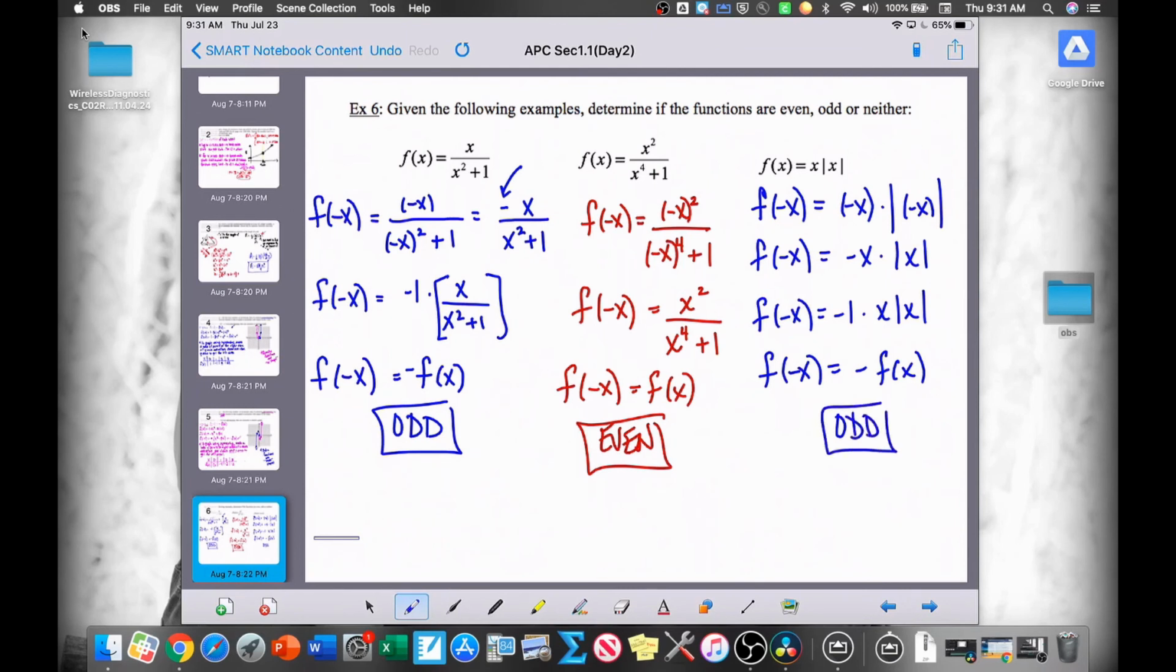So again, we did not have a neither example here, but just keep in mind, neither means that you don't get what you started with and you don't get the opposite of what you started with. You just get something different.